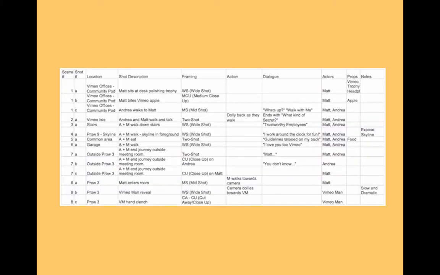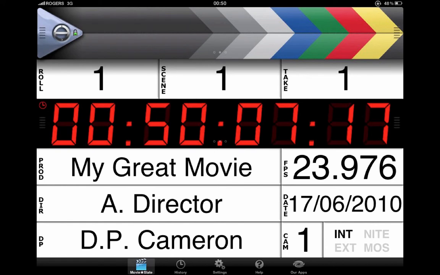Here's a very extensive shot list where you can get more specific. You can have the location, the shot description, how you're going to frame it, wide shot, etc., the action, dollying, craning, panning, then the dialogue covered by the actors in the shot, the props, because we might want an insert shot, and certain notes. So this is a good extensive shot list that has to happen.